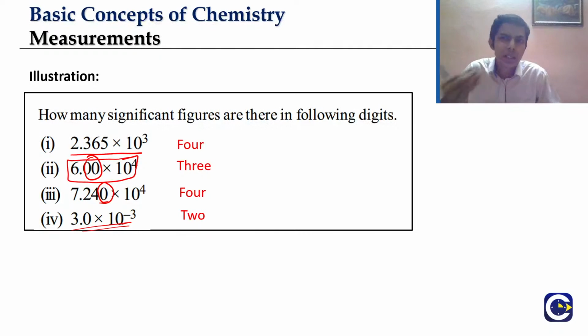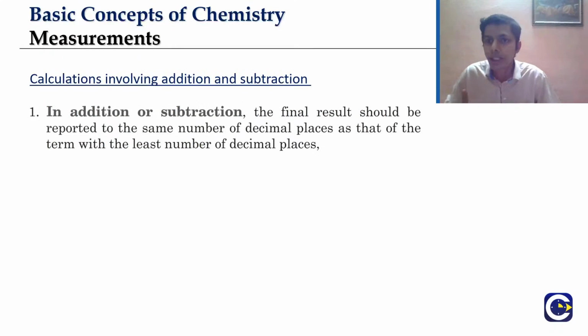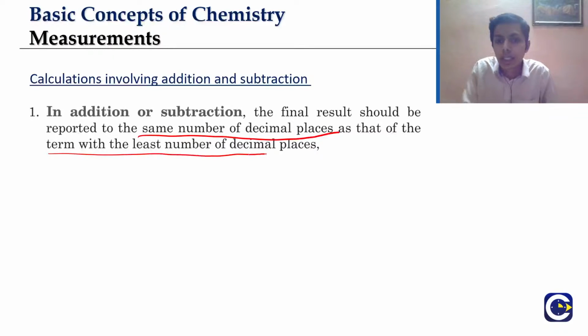There is one step ahead in significant figures, in which we perform addition or subtraction and multiplication or division using significant figures. The answer has to be reported in a particular manner, and we will learn that. Calculations involving addition and subtraction: the final result should be reported to the same number of decimal places as that of the term with the least number of decimal places.